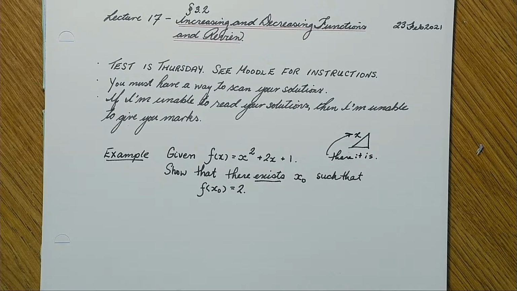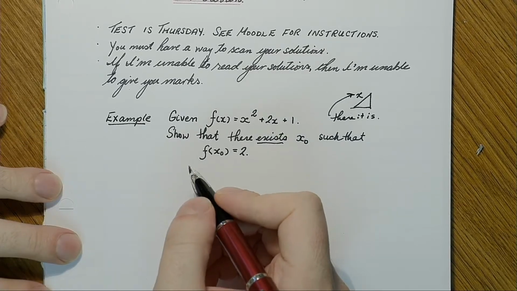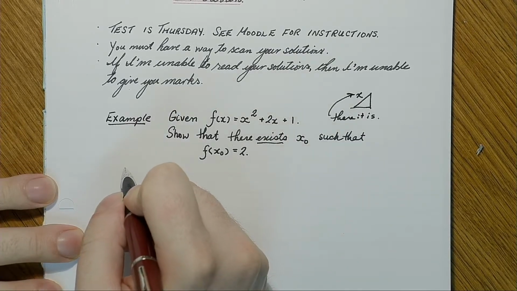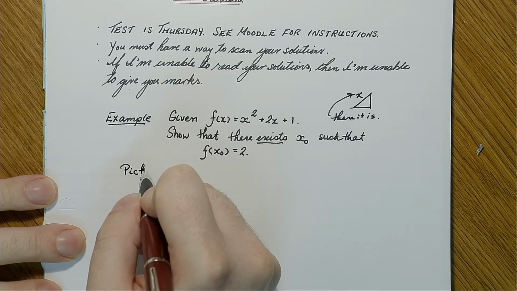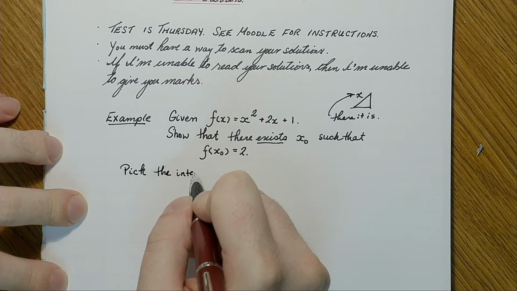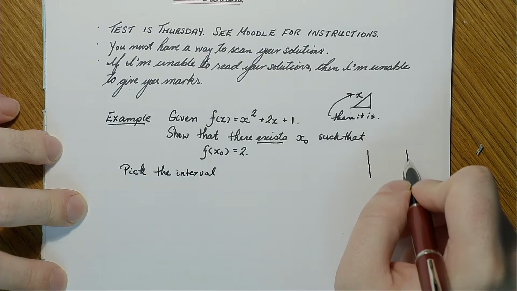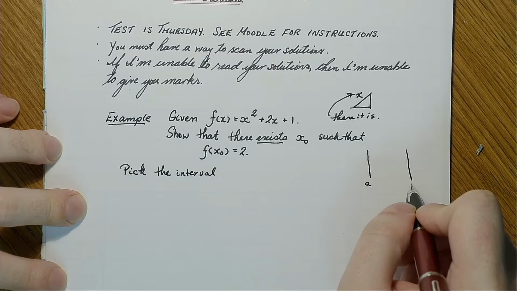What we can do is pick one. Let's pick an interval. So what we're actually doing when we pick that interval is setting up those barriers that we had, right? We had the A and the B.